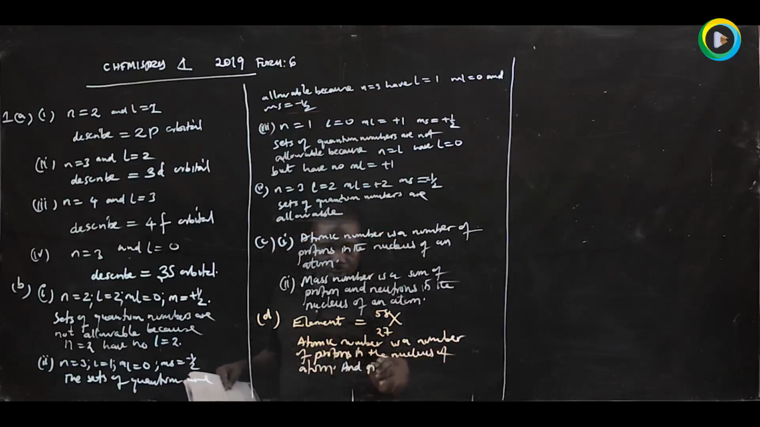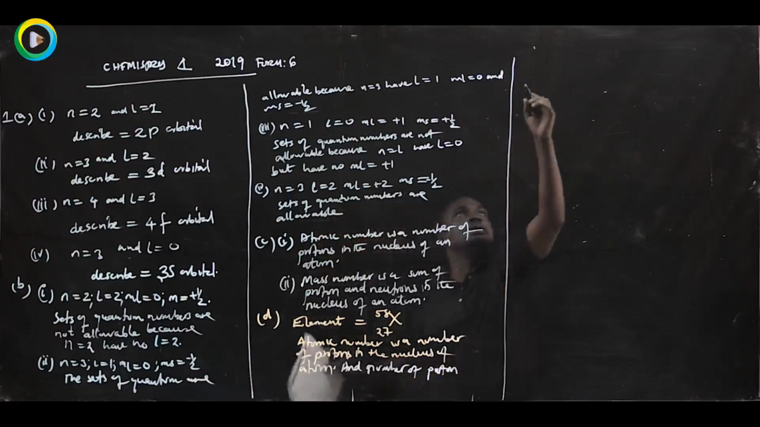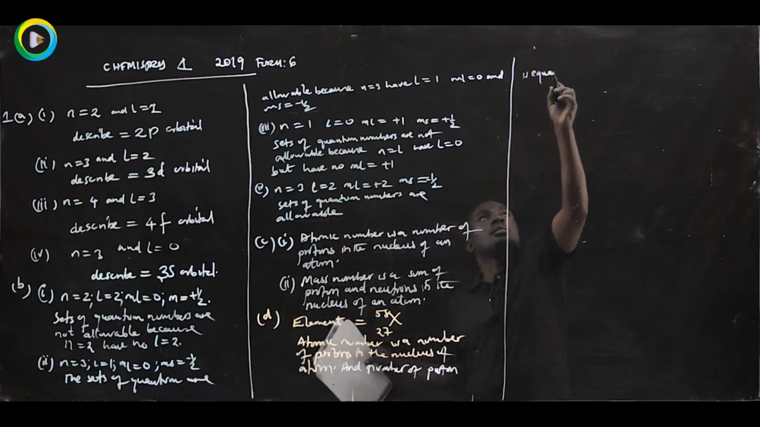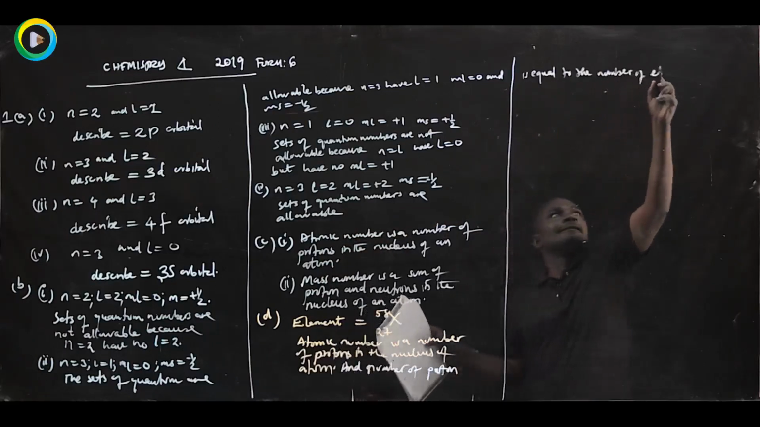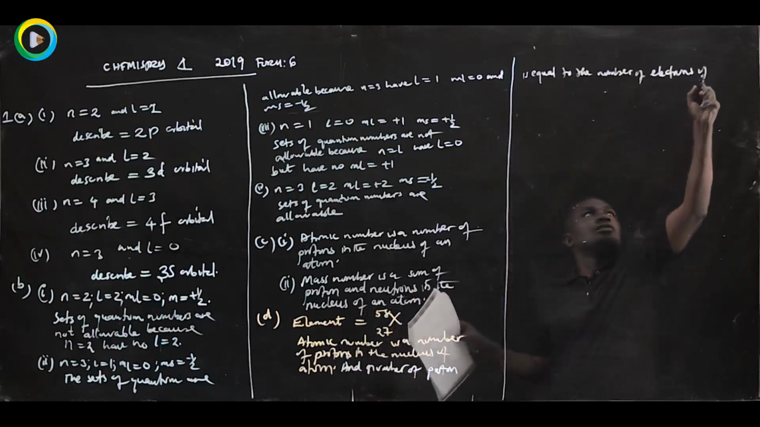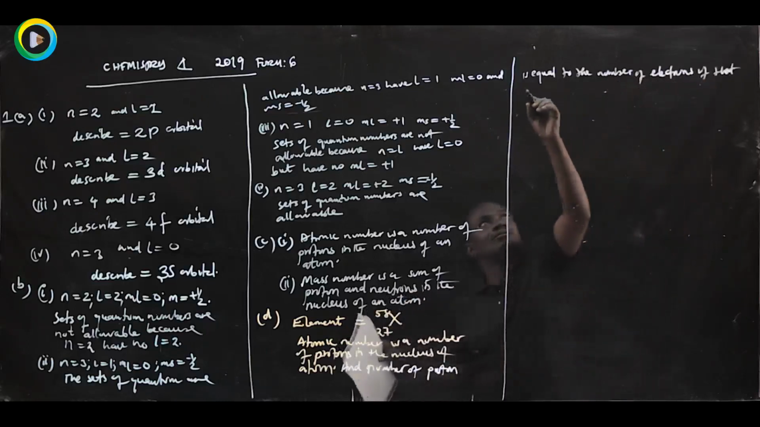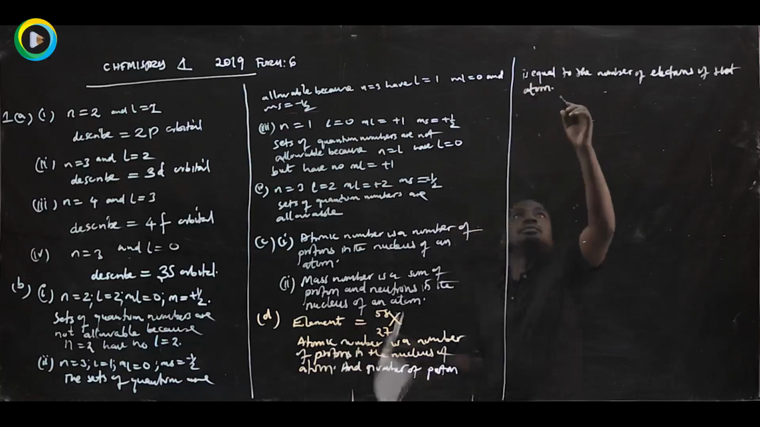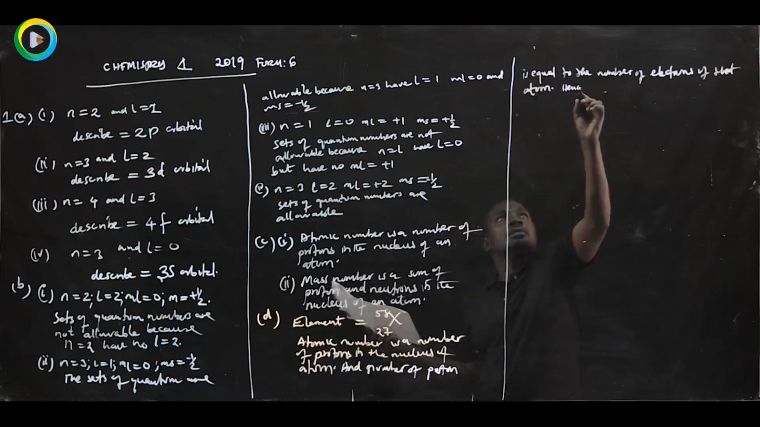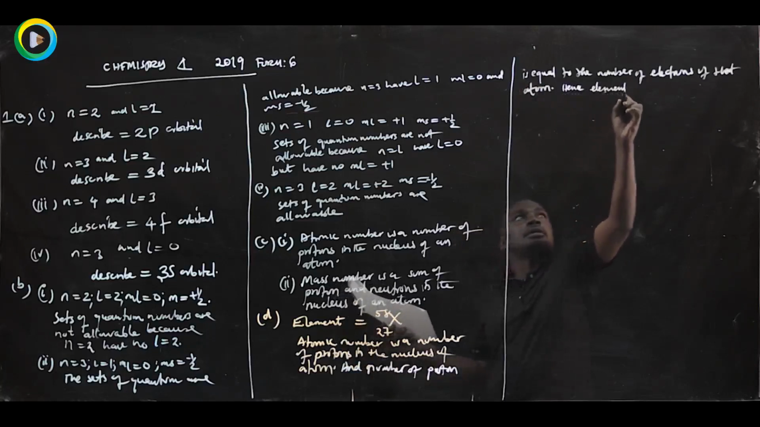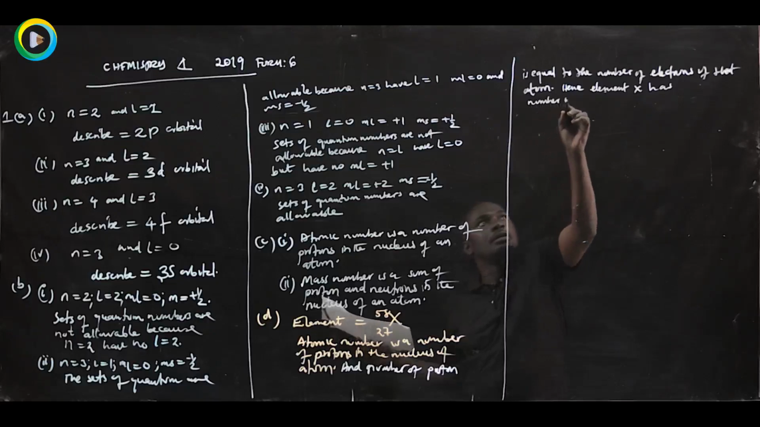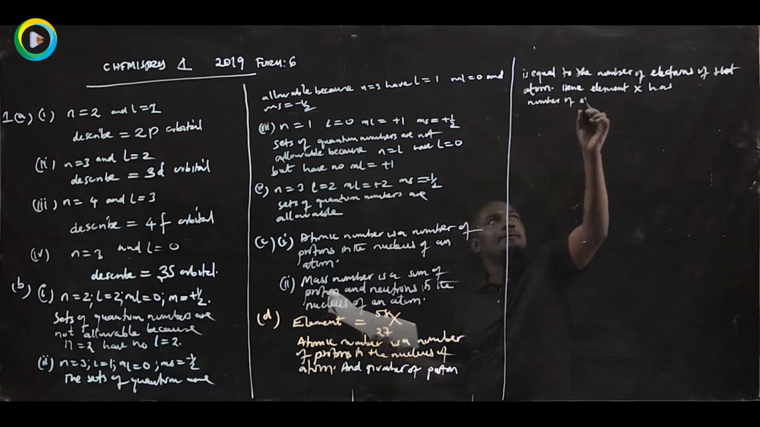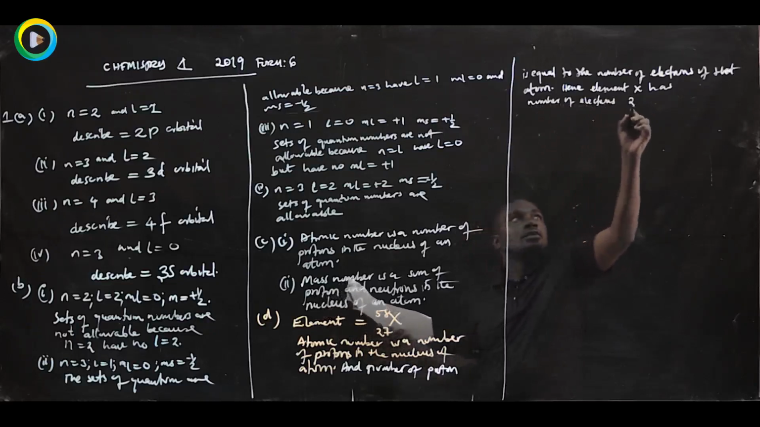And a number of proton is equal to the number of electron of that atoms. Hence, element X has number of electron 27.